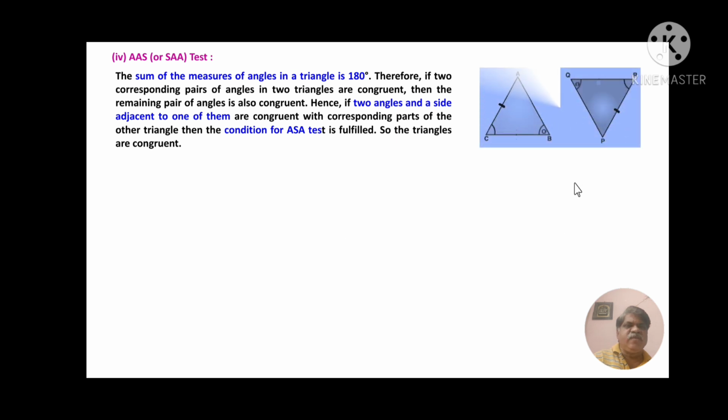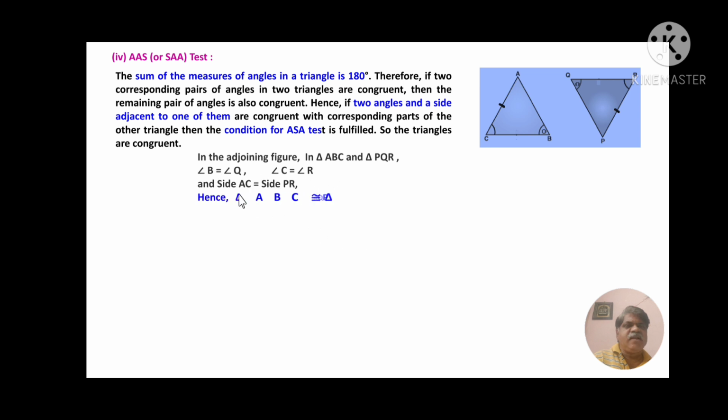You can see in the adjoining figure the two angles and one adjacent side of one triangle are shown with identical marks with the other triangle. So friends, in the adjoining figure in triangle ABC and triangle PQR, angle B is congruent with angle Q, angle C is congruent with angle R, shown with identical marks, and this side AC is congruent with side PR. Hence, triangle ABC and triangle PQR are congruent by this AAS test of congruency.